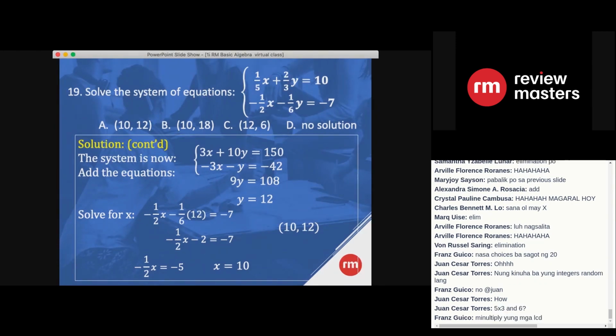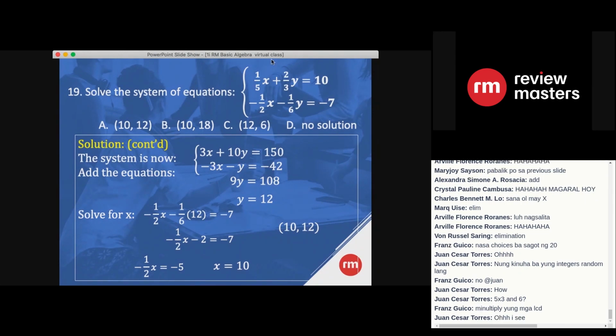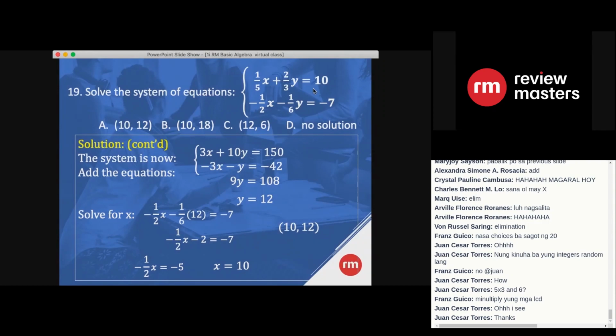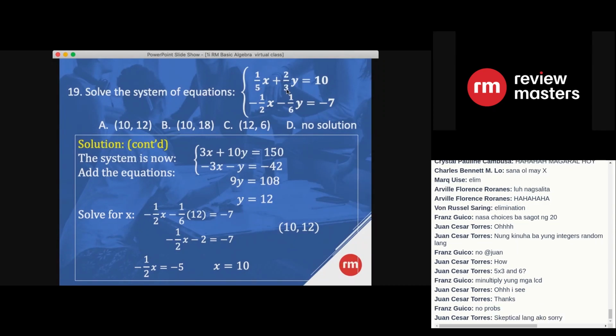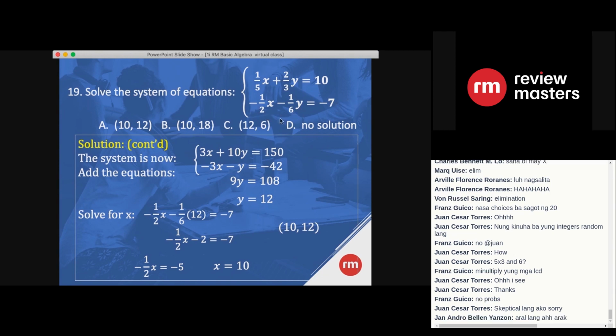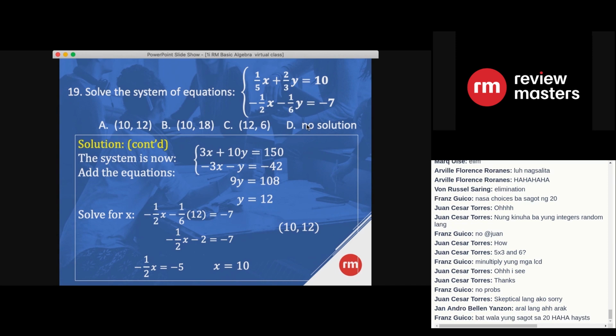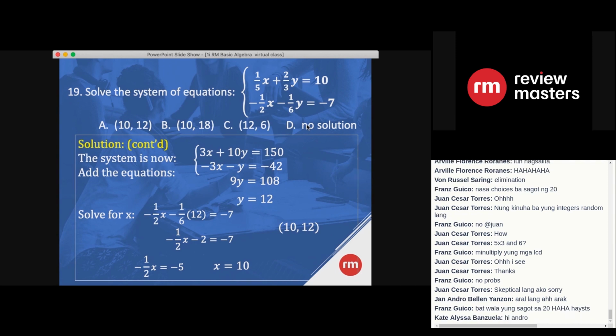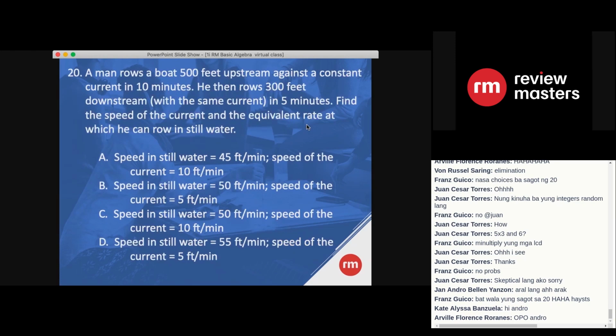Nung kinuha ba yung integers ay random lang? Hindi. Dito sa taas, kung titingnan mo yung LCD niya, 5 and 3, 15. So, i-multiply mo lahat sa 15. So, hindi siya actually random. There should be something na ano yung perspective natin dito para maging whole number. Same here, the LCD is 6. Kaya itong pangalawa, minultiply natin by 6 para maging whole number siya. Okay? So for that, the answer is letter A, which is then 12. Okay?